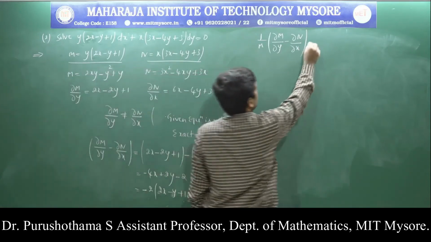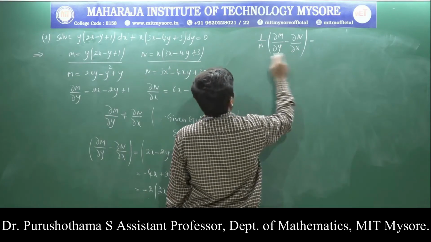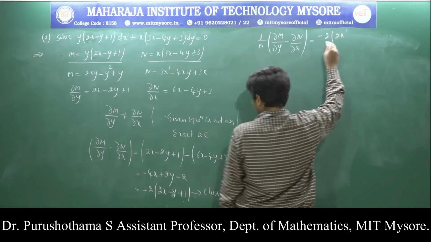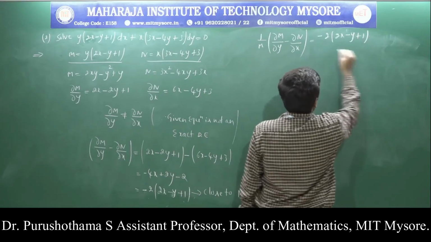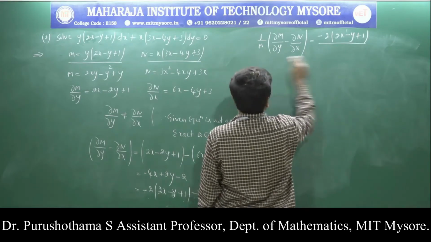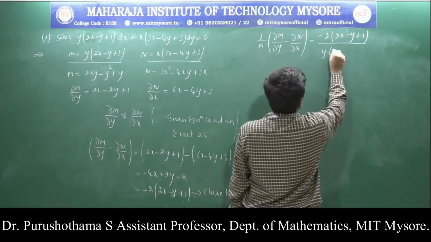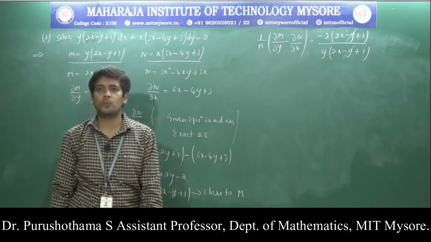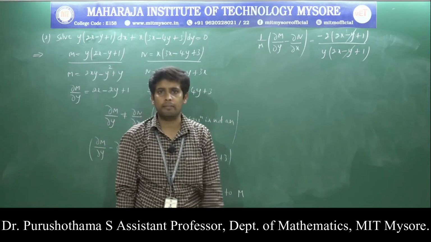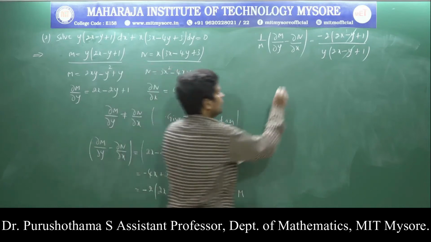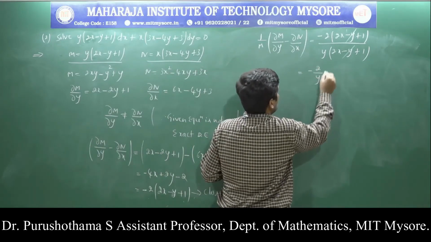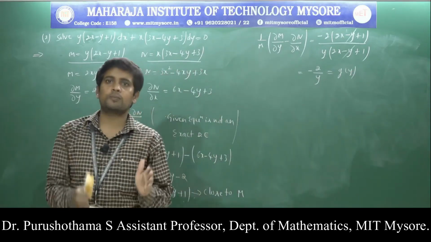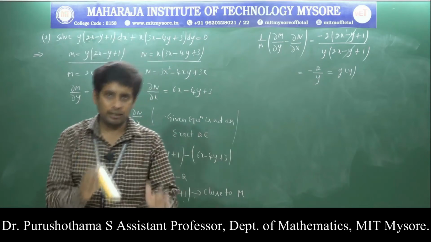So, this is the same as 1 by m into the difference value, minus 2 times of 2x minus y plus 1 divided by m, where m is equal to y times of 2x minus y plus 1. Here 2x minus y plus 1 appears in both numerator and denominator, therefore it cancels. The remaining value is equal to minus 2 by y. For the time being, the whole expression is denoted by g of y.